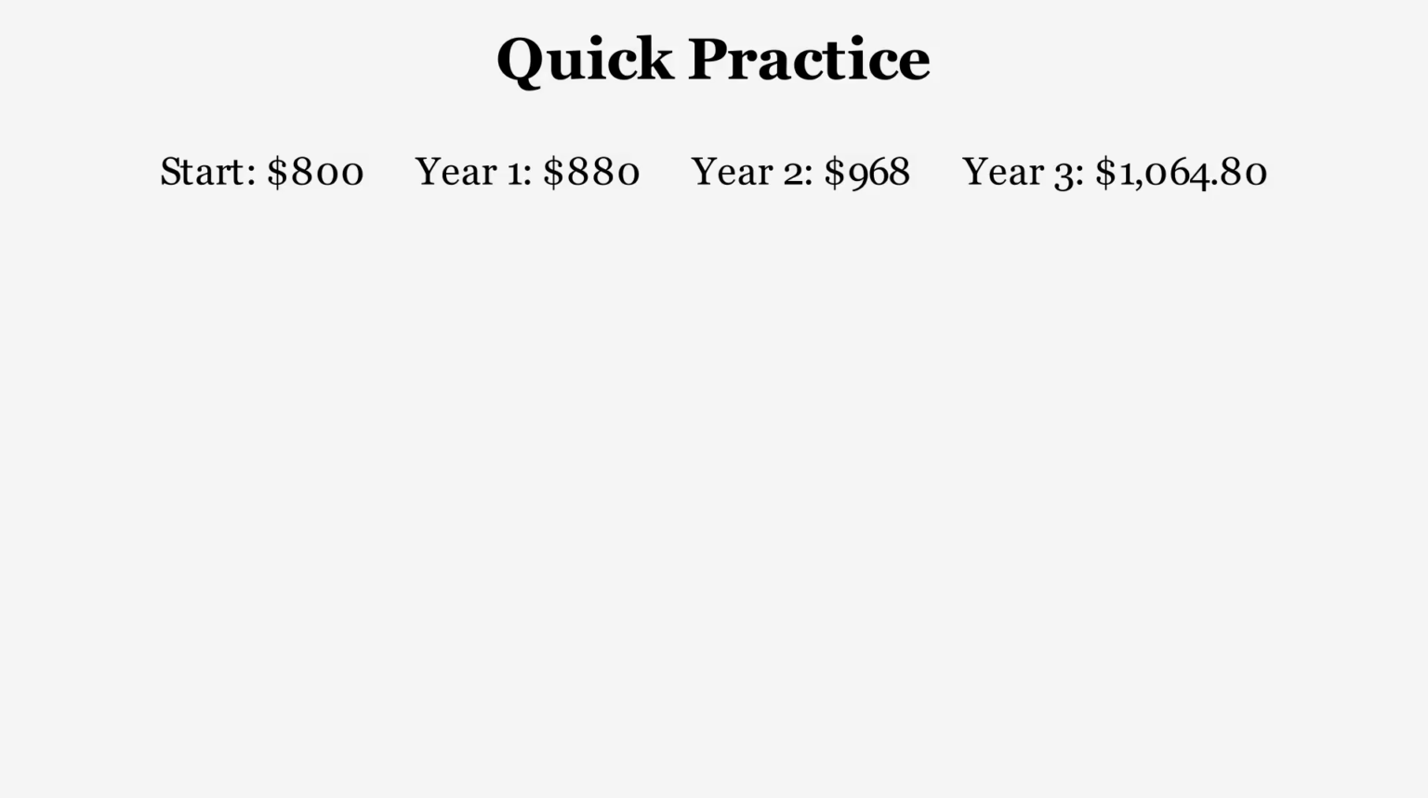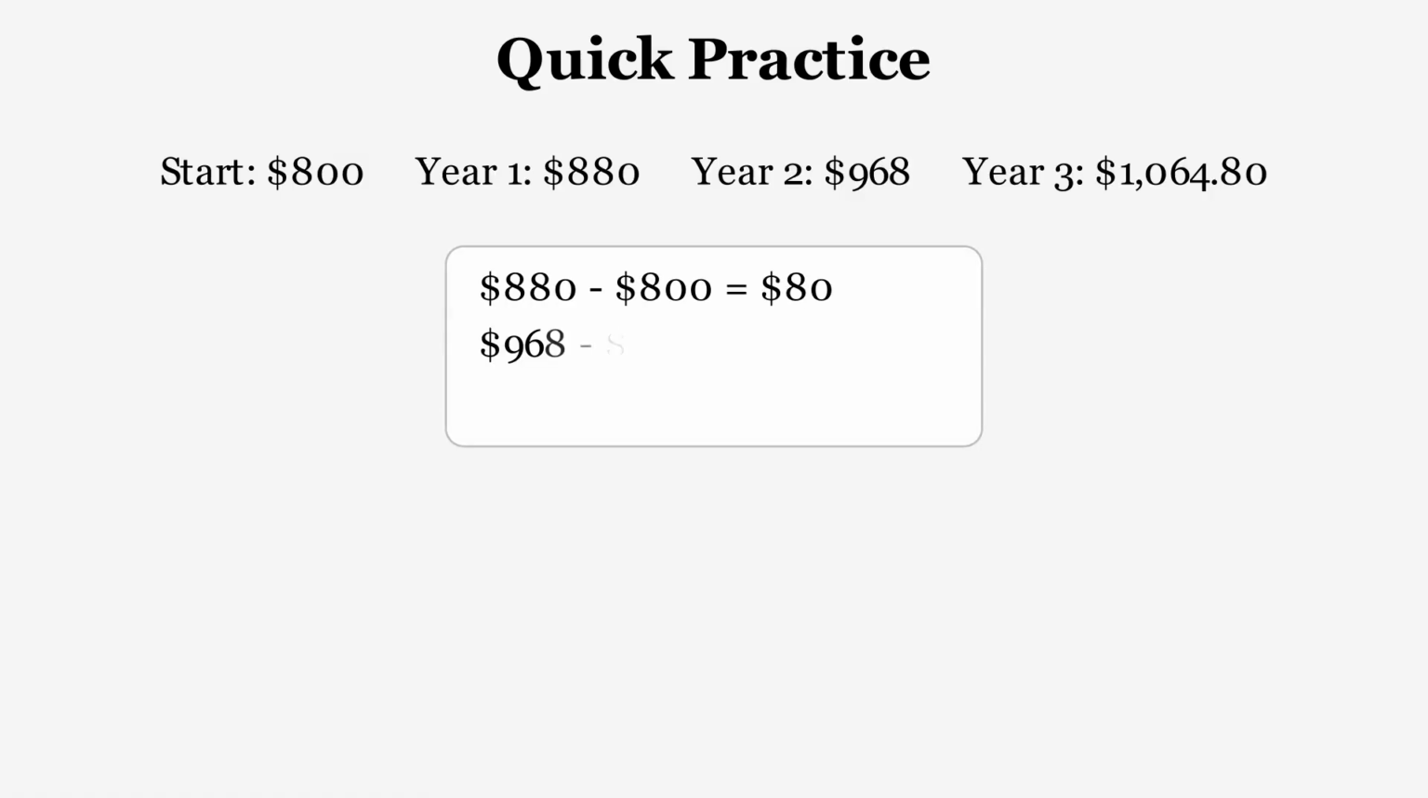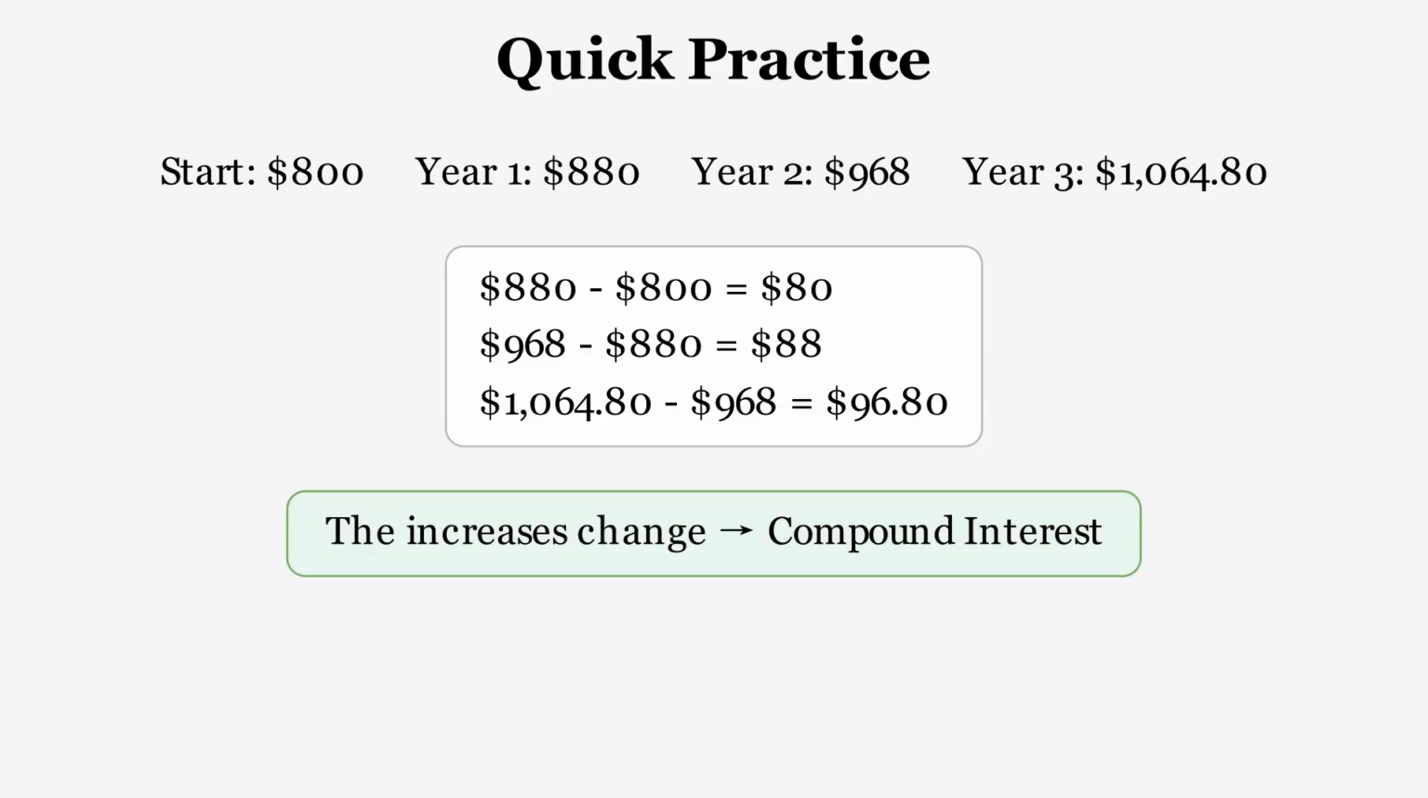Try one more. The account starts at $800. After year 1, it's $880. After year 2, it has $968. After year 3, it has $1,664.80. Subtract consecutive balances. The increases are $80, $88, and $96.80. Since the increases change, this is compound interest.